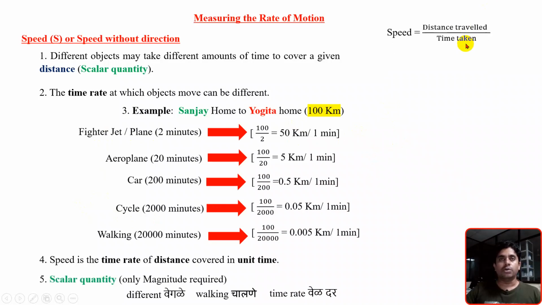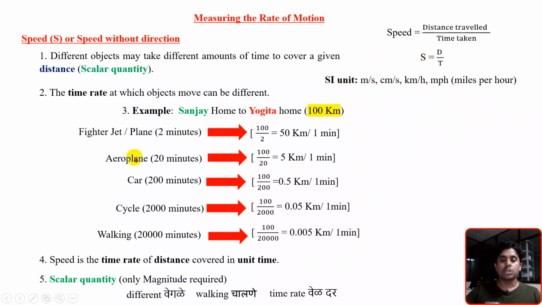Mainly, we define speed as a ratio of two terms: distance traveled divided by time taken. Remember, distance and speed are scalar quantities where magnitude has importance. We are not taking direction into consideration anywhere. So speed is equal to distance divided by time. What unit of speed can we give? If the distance unit is meter and time is in seconds, we can take meter per second, or centimeter per second, kilometer per hour, or miles per hour. These are all units of speed.